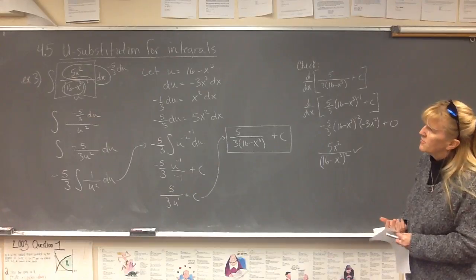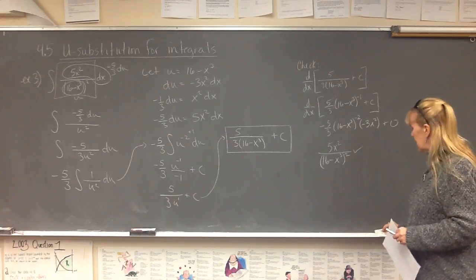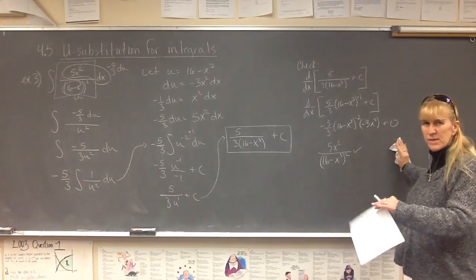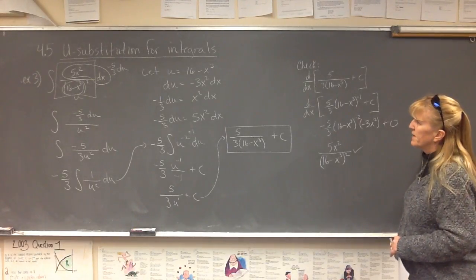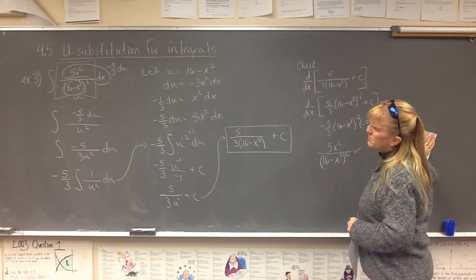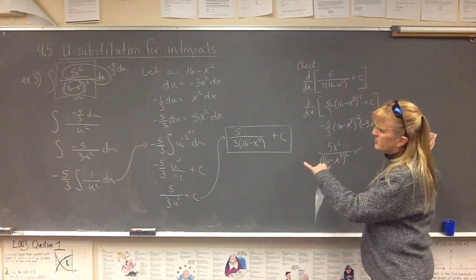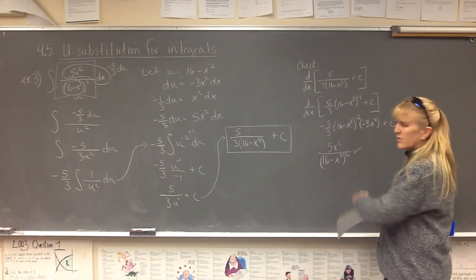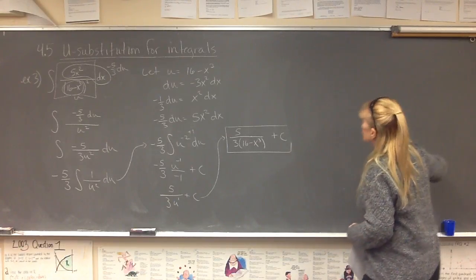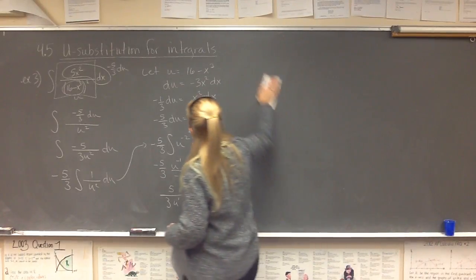Okay, again, find your u as a quantity where your du is sitting in the original problem, but possibly off by a constant multiple. Set it all up, rewrite your integral in terms of u, integrate in terms of u, substitute your x's back in, check your answer. Okay? Alright, let's move on to example 4.